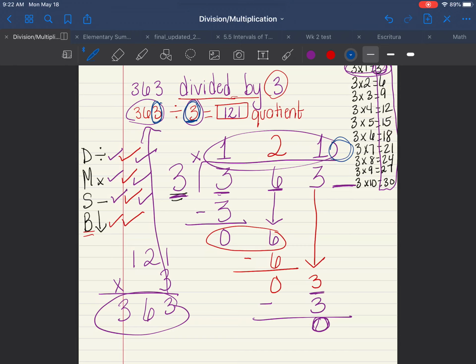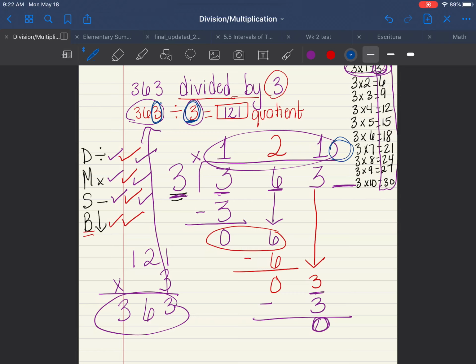I don't know if you noticed, but 363 ended with a 3, and we were dividing by 3. Notice that we had no remainder because the last digit, the 3, is divisible by 3. So there's nothing left over. Just a little observation for you guys.